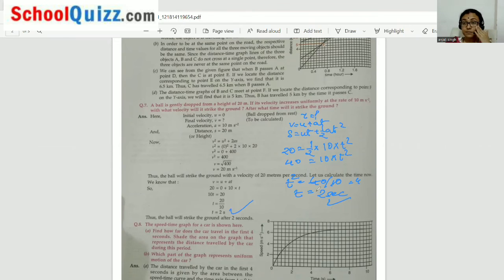It means you can find the value from any equation in which the required variable is present. Like from the third equation of motion, you are not able to find the value of t, because in the third equation of motion, t is not available. Clear? From the second equation of motion and from the first equation of motion, you can find it. Now let's see question number 8.